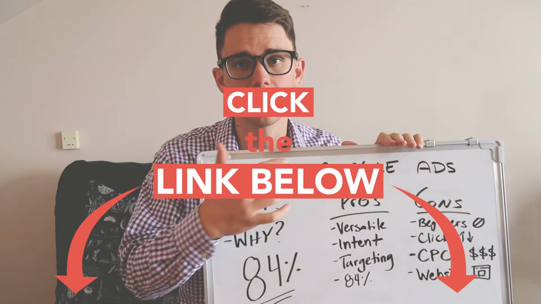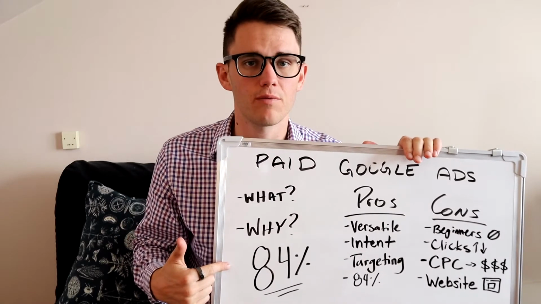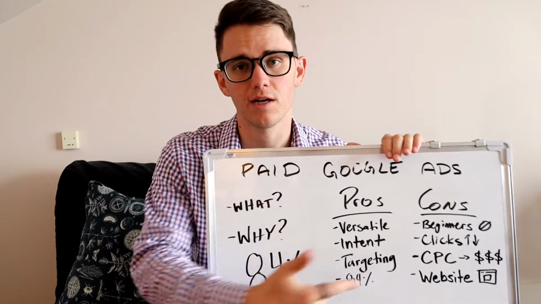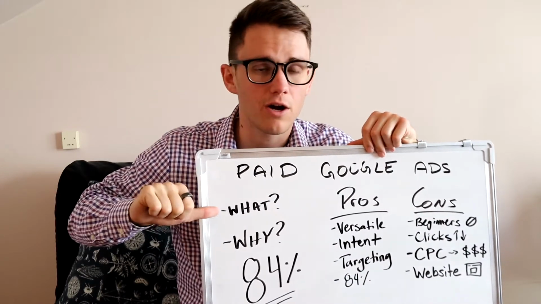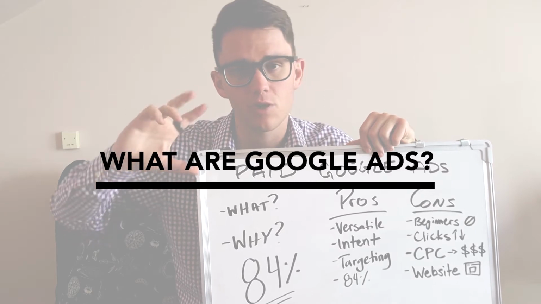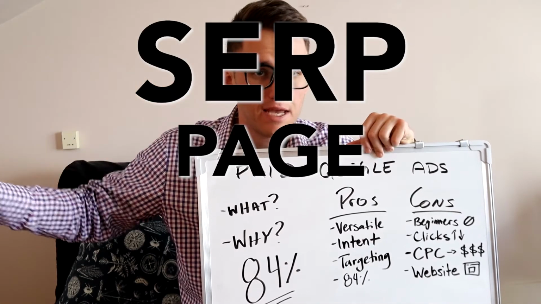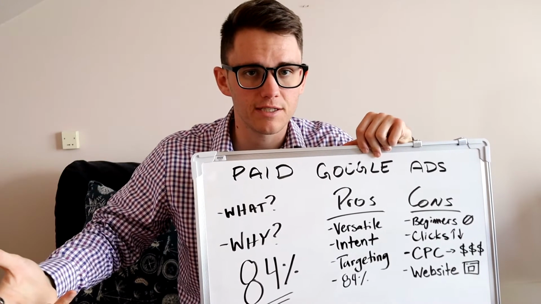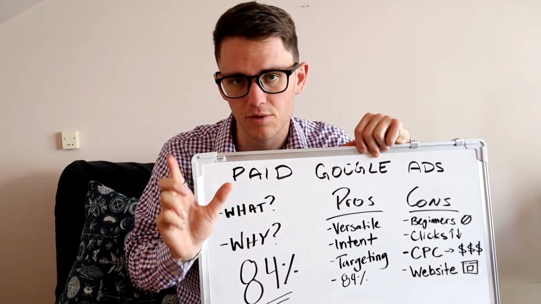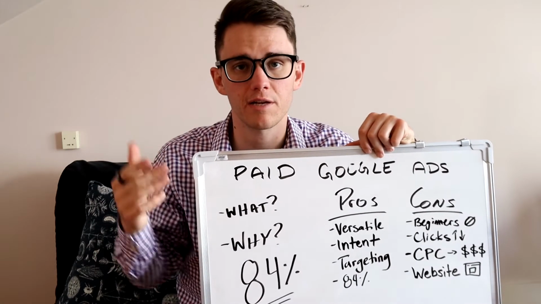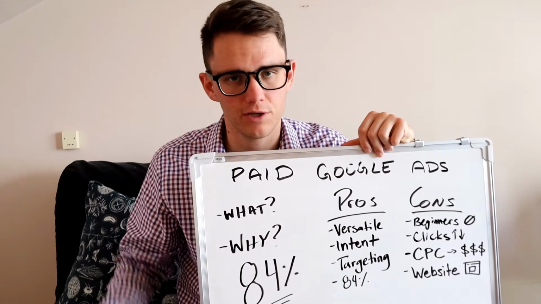So anyways, paid Google ads. We're going to talk about what they are, why I wrote 84% here, and then the pros and cons, as well as some guidelines, but those are on the other side, so wait for that. So what are Google ads? These are the ads that show up at the very top of what's called a SERP, search engine results page. So when you type in orthodontist near me, you're going to see some paid ads, and then you're going to see organic results. So what we're talking about today is how to show up on those paid ads and how much they cost and how it works and all of that.